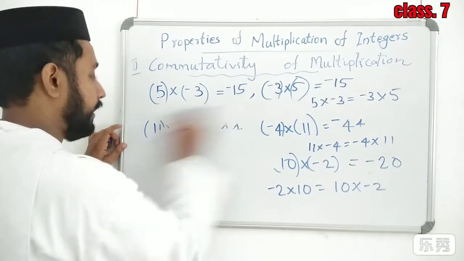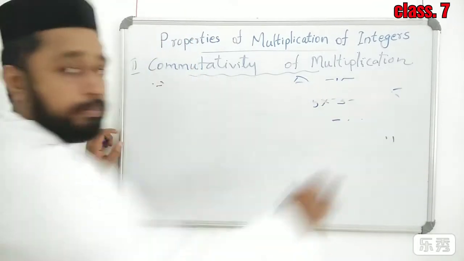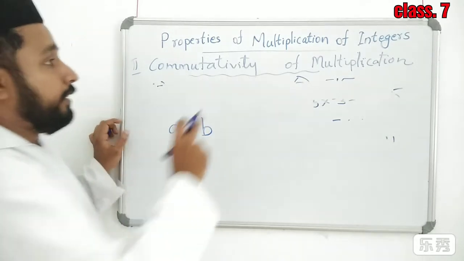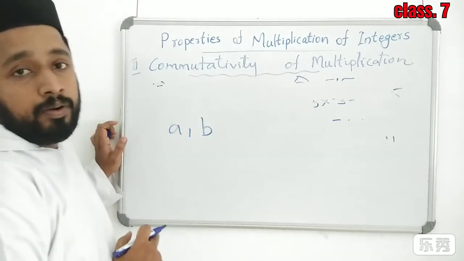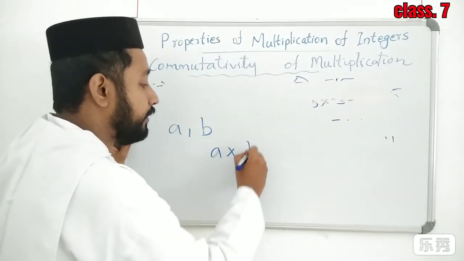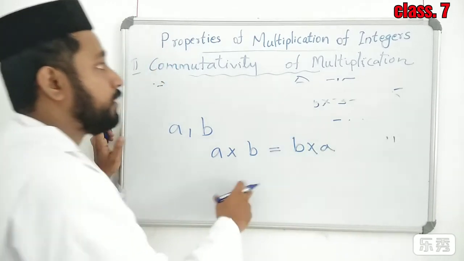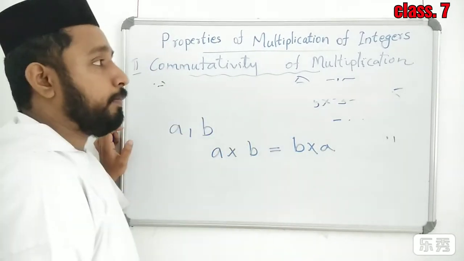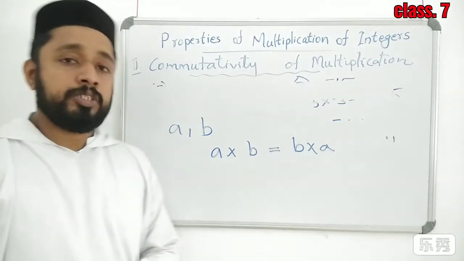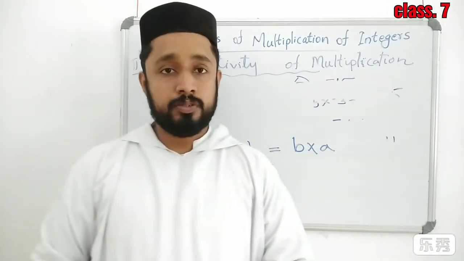In general, we can say that for any two integers a and b, we can multiply in any order, which means for any integers a and b, a into b is equal to b into a. This property is known as commutativity of multiplication of integers. For any two integers a and b, a into b is equal to b into a.